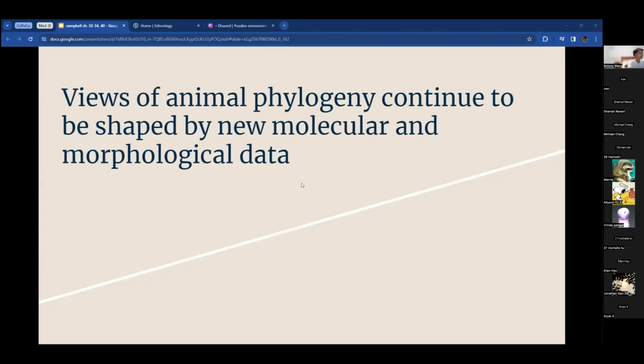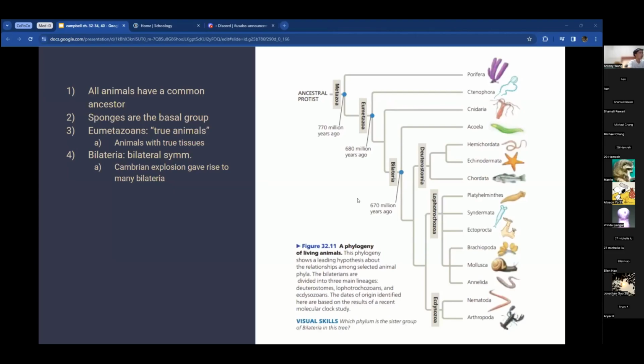Views of animal phylogeny. Molecular and morphological data help to determine animal ancestry. That's basically what that's saying. For this slide, I would know that sponges are the basal group. They were the first to diverge from the rest of the animals. Know what eumetazoans and bilateria are. I mean, bilateria, it's in the name. They're bilateral organisms. And eumetazoa, you should just know that it's all animals except sponges. Bilateria is eumetazoa minus jellies and more.